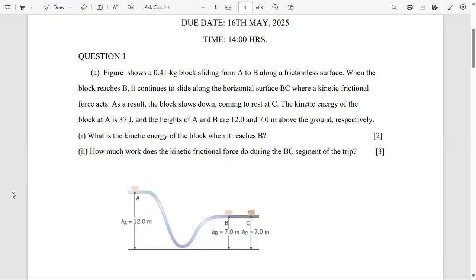Question 1. What is the kinetic energy of the block when it reaches B? Question 2. How much work does the kinetic friction force do during the BC segment of the trip?